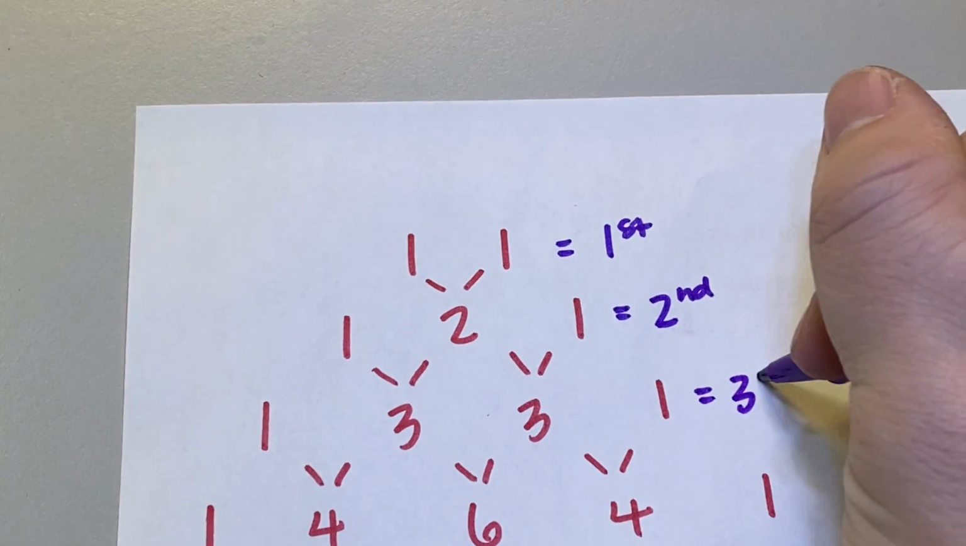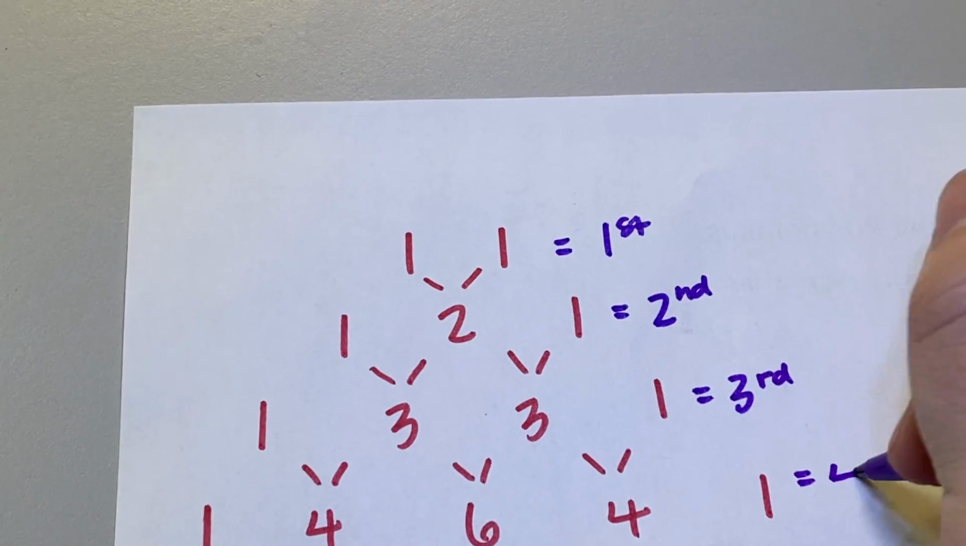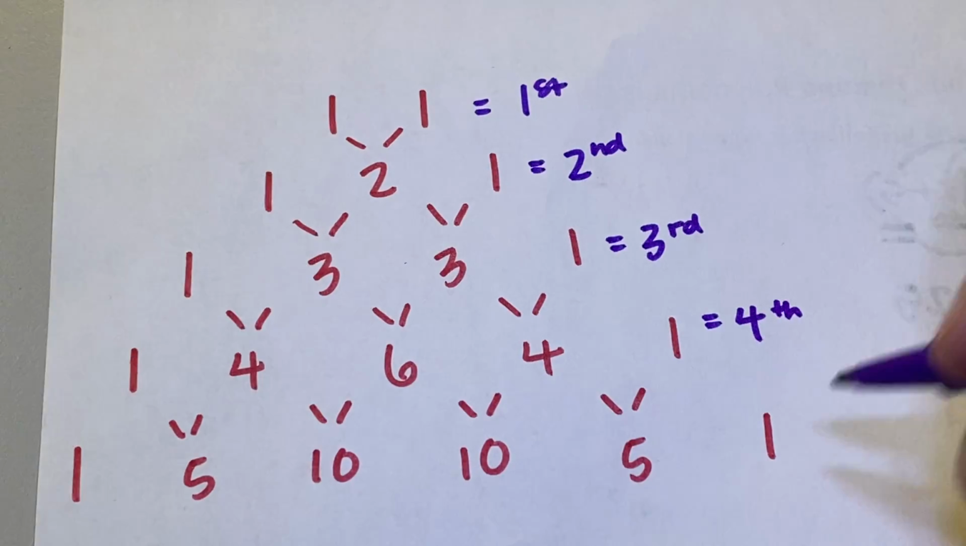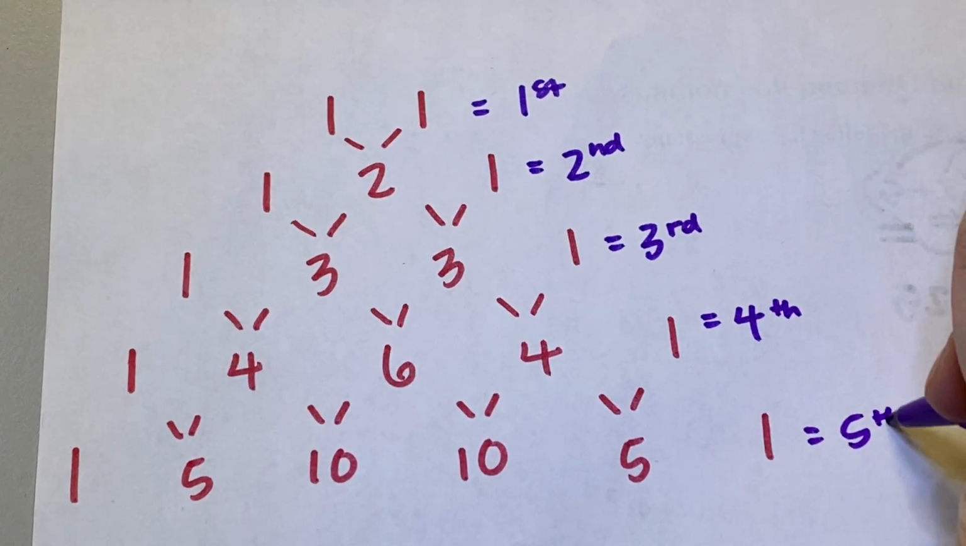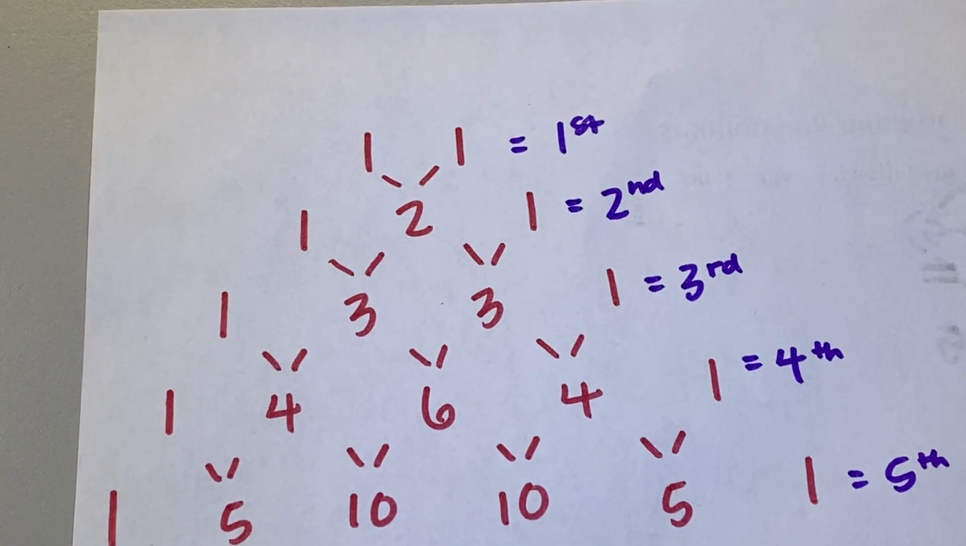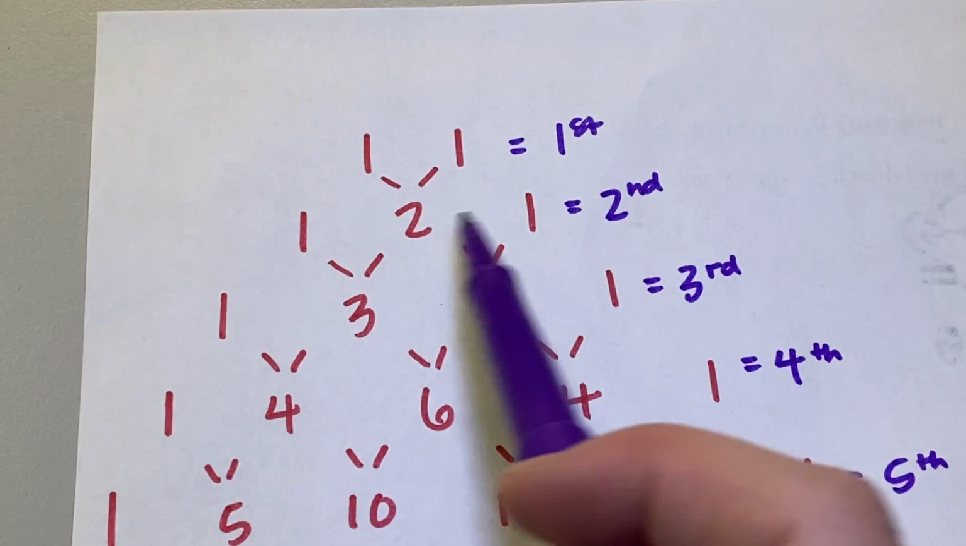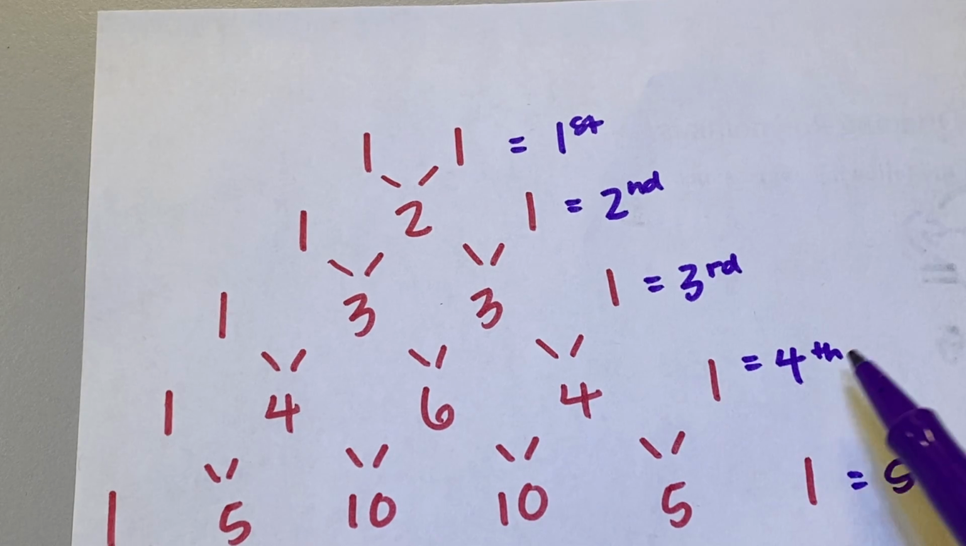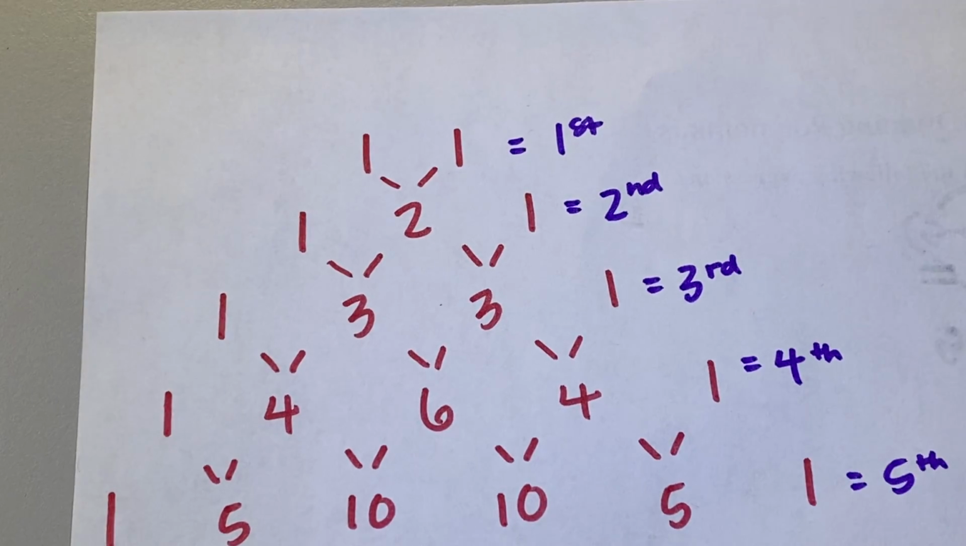And so on and so forth. 3rd, 4th, and 5th. Good little indicator. 2nd power, you see a 2. 3rd power, you see the 3s. 4th, the 4s. 5th, 5s.